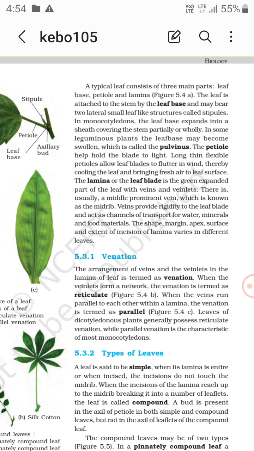In monocots, the leaf base expands into a sheath covering the stem partially or wholly. In some leguminous plants, the leaf base may become swollen. This is the pulvinus. Then the petiole holds the blade to the light. Long, thin, flexible petioles flutter in the wind, which shows a cooling effect. Then the lamina or leaf blade. There is usually a midrib.